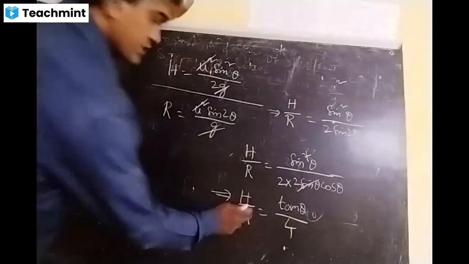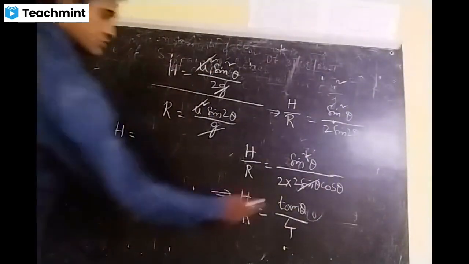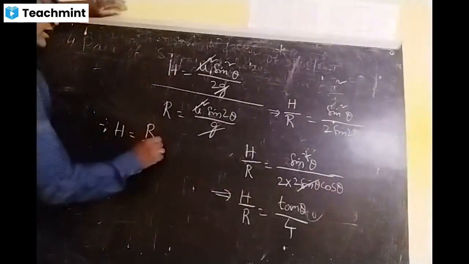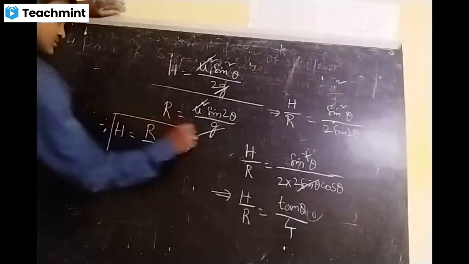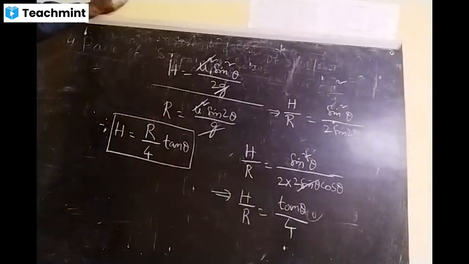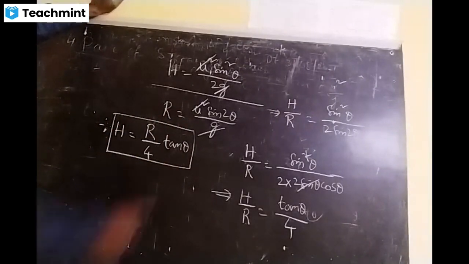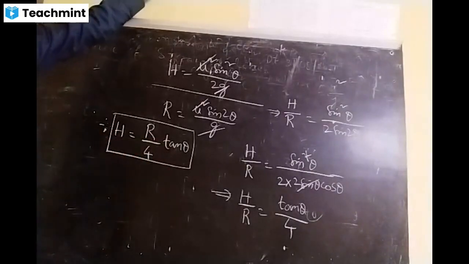Therefore, from this, H is equal to R by 4 into tan theta. Or if you want, you can also express this in terms of cot theta. Tan theta can be written as 1 by cot theta. So that way you remember this: H is equal to R by 4 tan theta.